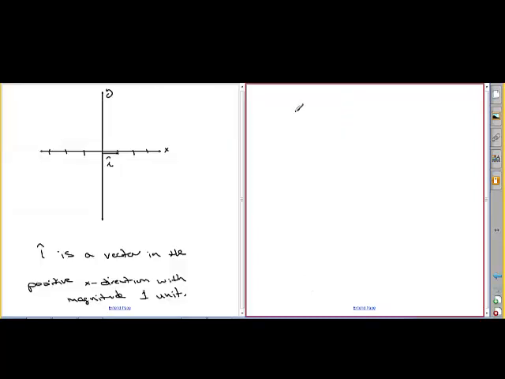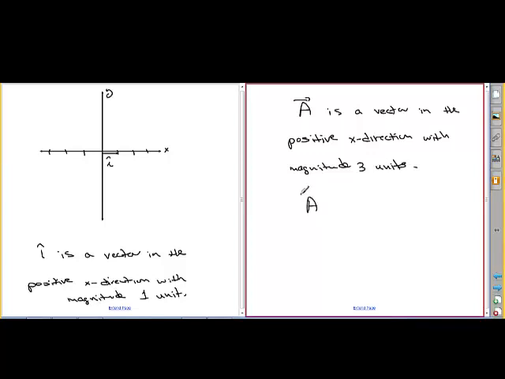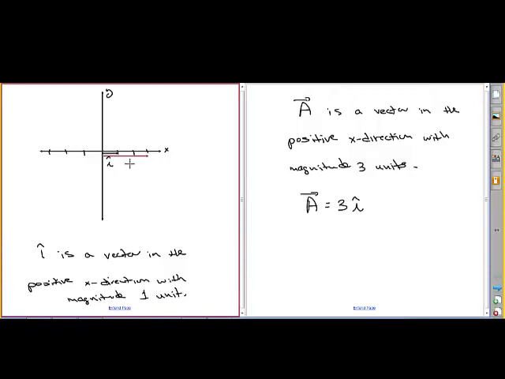Let's say vector A is a vector in the positive x direction with magnitude 3 units. What we could say is that vector A is equal to 3, the scalar, times the unit vector in the x direction. Vector A starts at the origin and is 3 units long. So vector A is just i hat times 3 to scale it up.